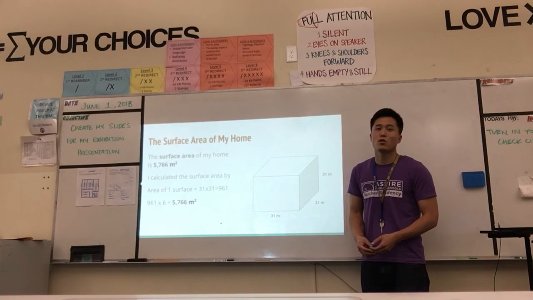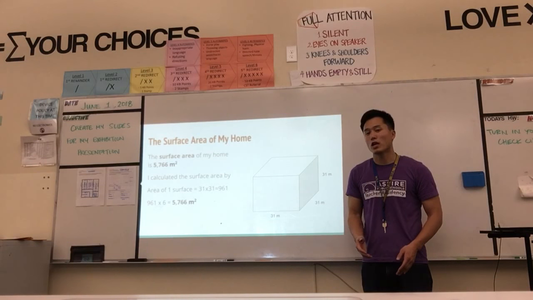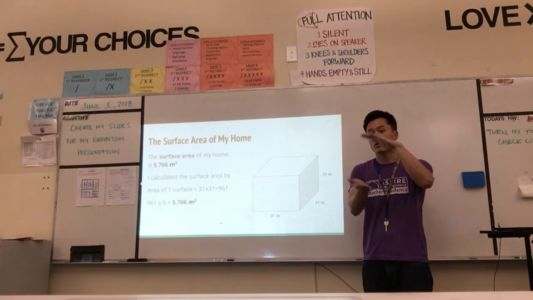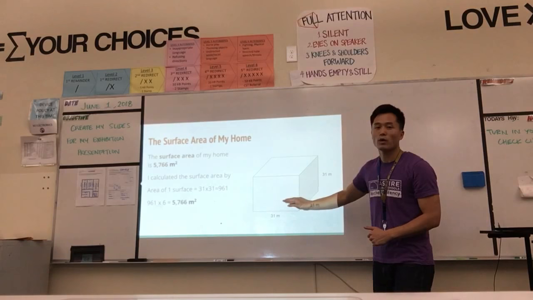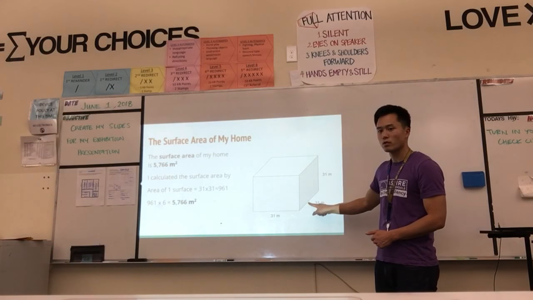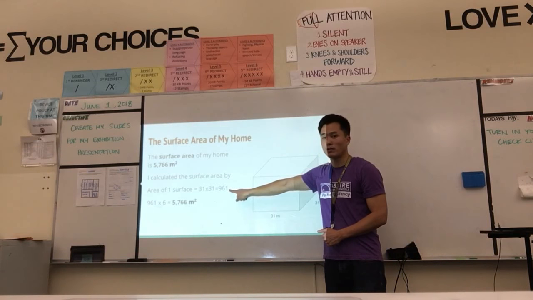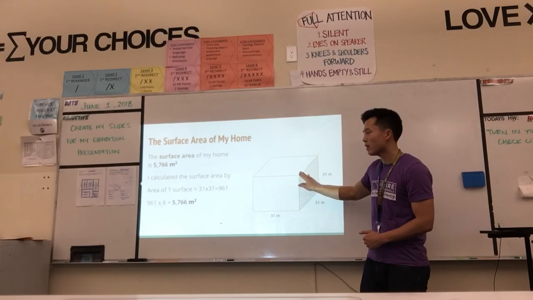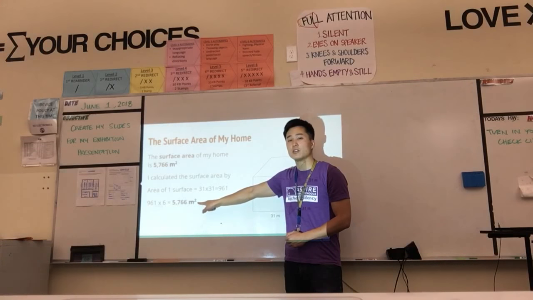The last thing I did was to calculate the surface area of my home. The surface area of any 3D shape is all of the space around it, the area of all of the surfaces. I found it by first finding what is the area of one surface. I multiplied the length times the width of one surface, which was 31 times 31, and I got 961. Then, since in my home there are 6 total surfaces, I multiplied that number times 6, and I got 5,766.